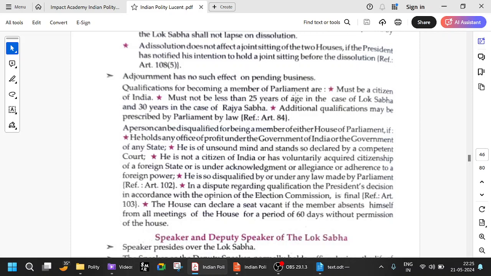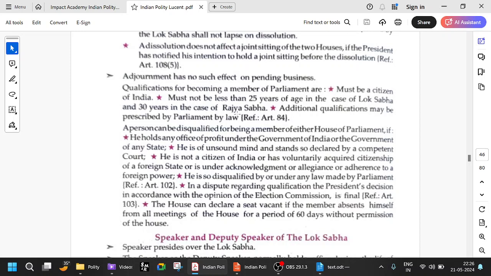Qualifications for becoming a member of parliament are: he must be a citizen of India, must not be less than 25 years of age. So we have seen for the president, vice president, governors, it is 35, right? But in the case of MP and MLA, it is only 25 years of age. And 30 years in case of Rajya Sabha.